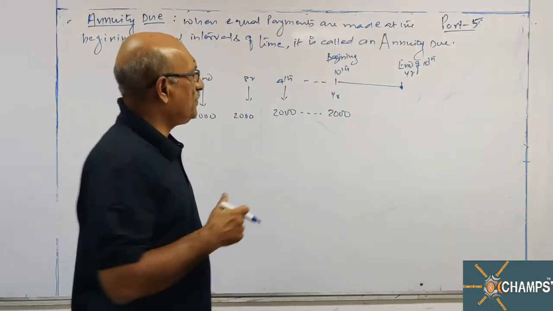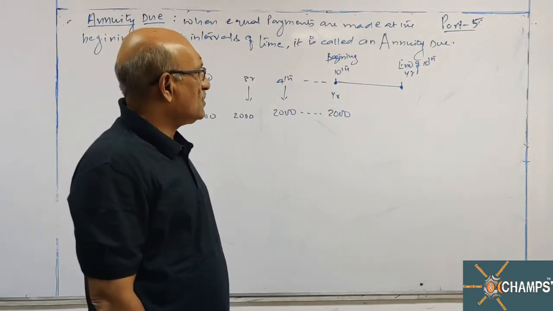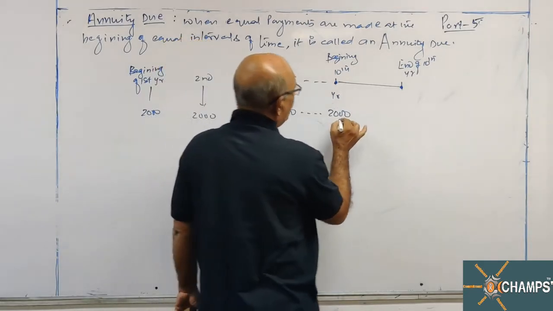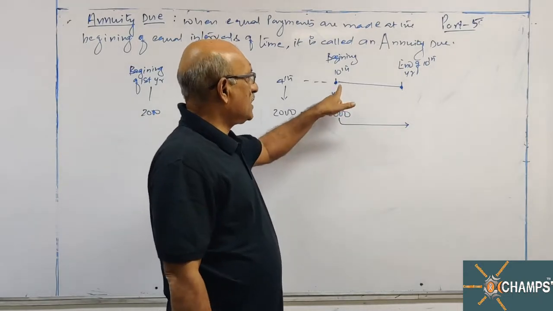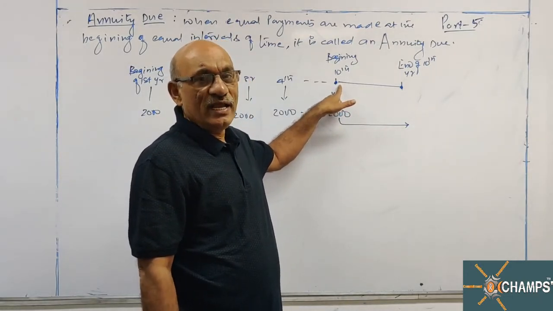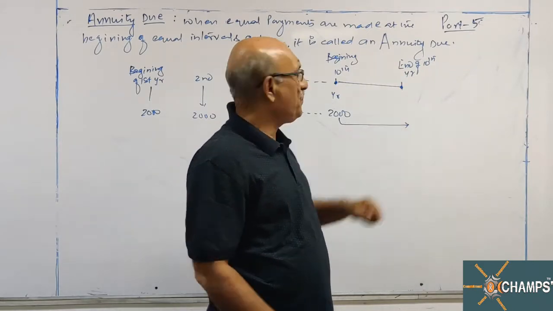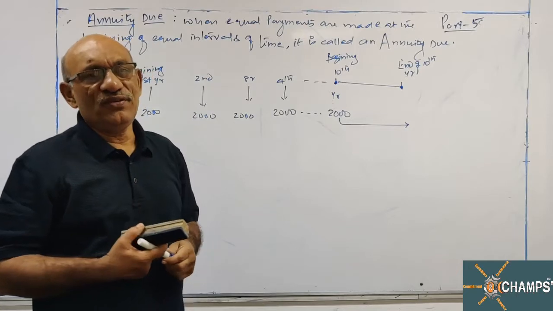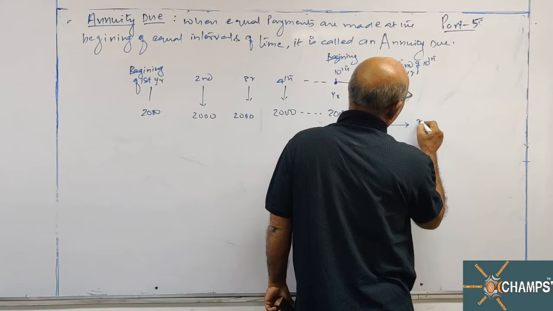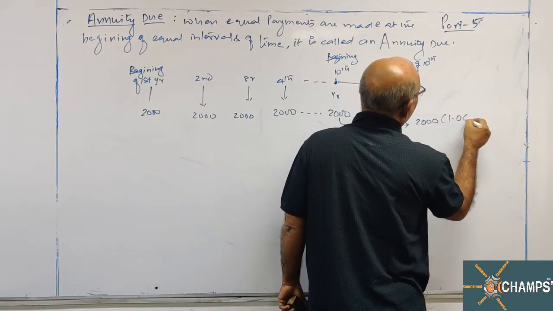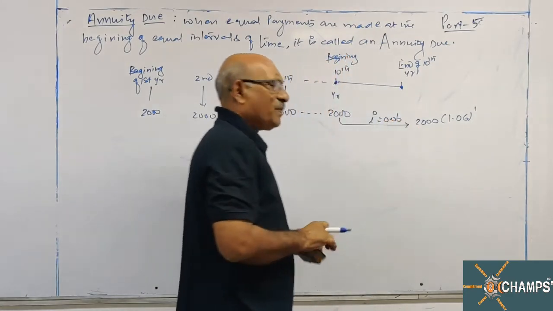How can you think this way? Now last payment is given on the first working day of 10th year. So this is in the bank for 1 year. Last payment is given at the beginning of 10th year and amount is withdrawn at the end of the 10th year. So this particular 2000 rupees is in the bank for 1 year. Suppose rate of interest is I percentage, 2000 into 1.06 to the power 1. I is equal to 0.06. Let us take 6% interest.